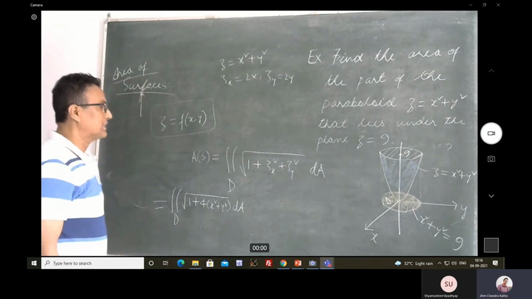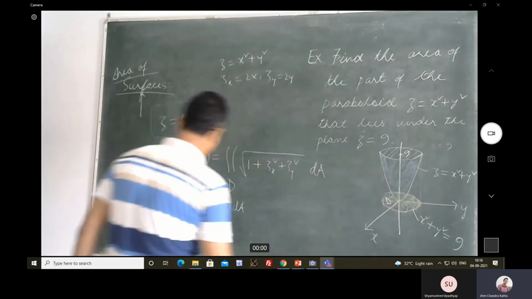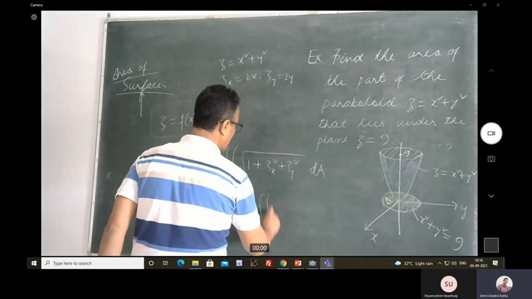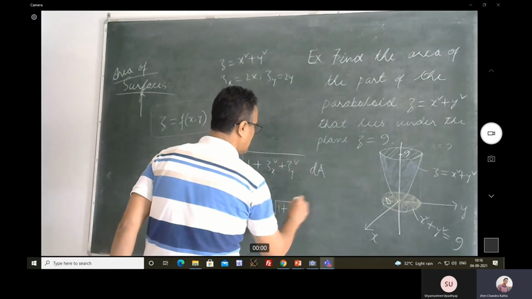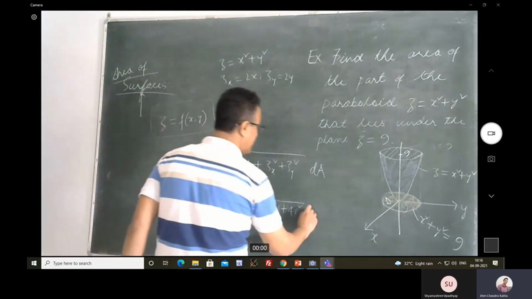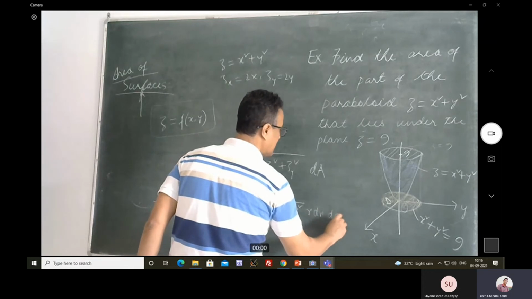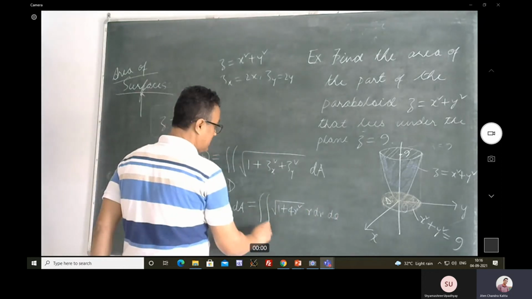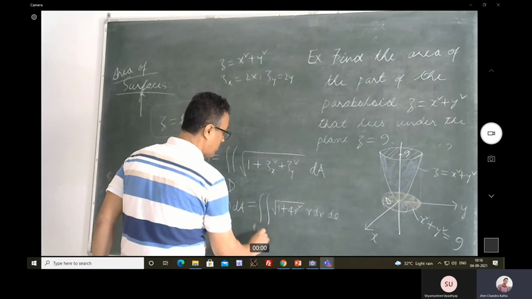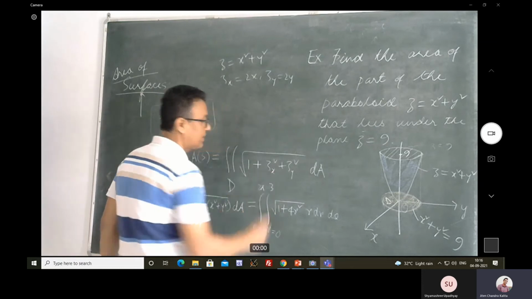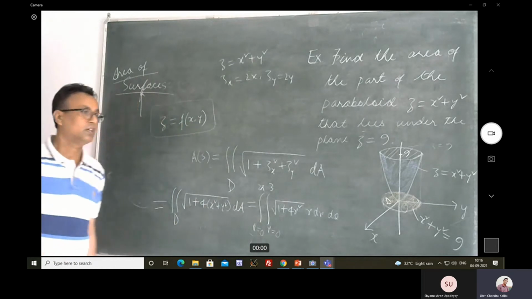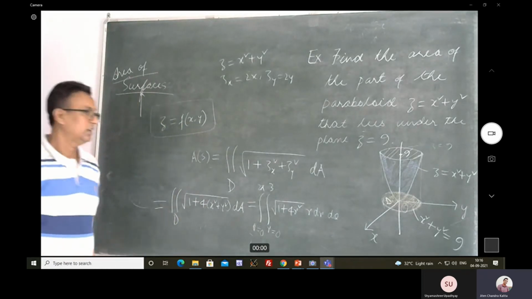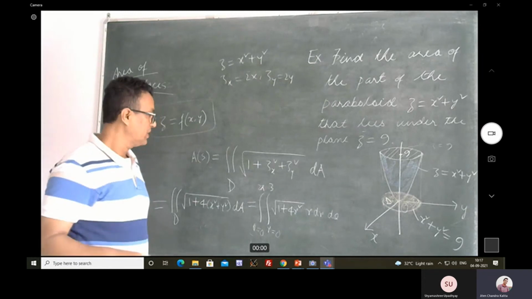So if I convert it into polar coordinates, this is simply going to be the square root of 1 plus 4r squared, then r dr d theta, where theta goes from 0 to 2 pi, and r goes from 0 to 3. You can easily evaluate this, so I'm not going to work it out. I'm leaving it as homework. Is it okay? Fine.